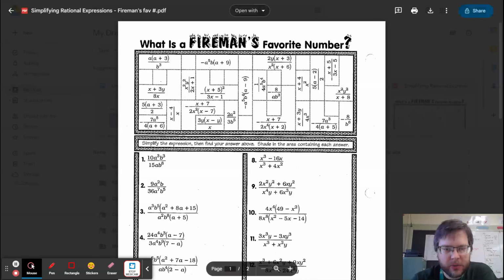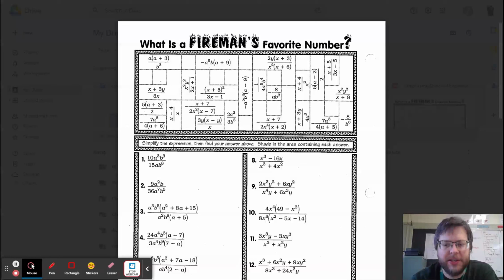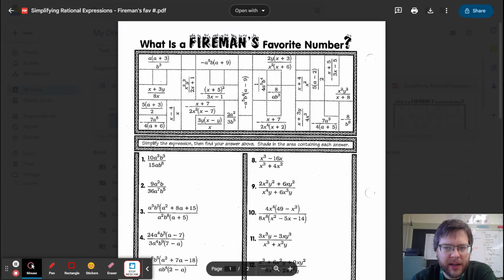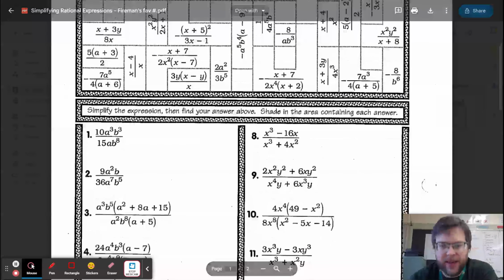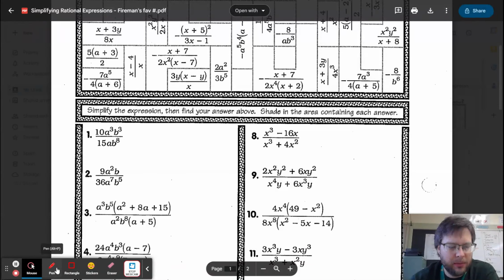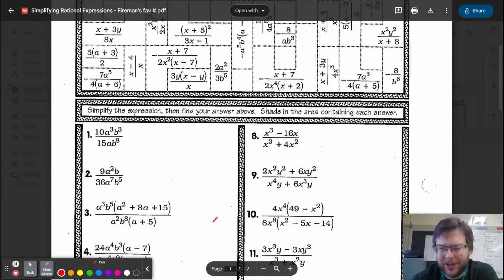Hello, everybody. Just wanted to do a few examples from this simplifying rational expressions activity. The big idea is you're just looking for common factors and then canceling those out. So I'll just do a couple random examples from this page, and then please ask me if there's any other ones that are tricky that I skipped. So let's just try number one.